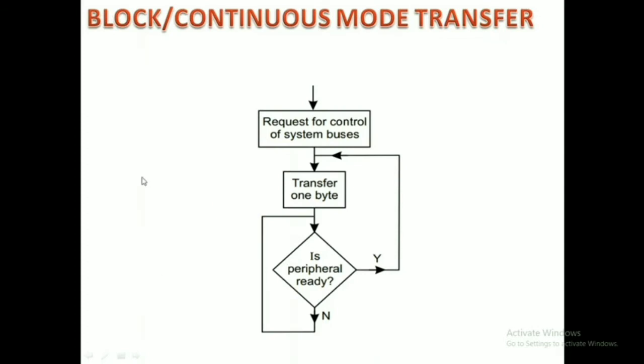Now coming to the next mode of transfer, which is block or continuous mode transfer. This is very similar to the earlier method. In this mode also, DMA requests control of the buses. Then after getting control, it goes on to transfer the first byte. If the peripheral is ready, it will go on to transfer the rest of the bytes. But if the peripheral is not ready, since normally the speed of the peripheral is slower than the CPU, the DMA controller will not enter into slave mode as in the case of demand mode transfer. Rather, it will keep on waiting for the peripheral to get ready to send data.